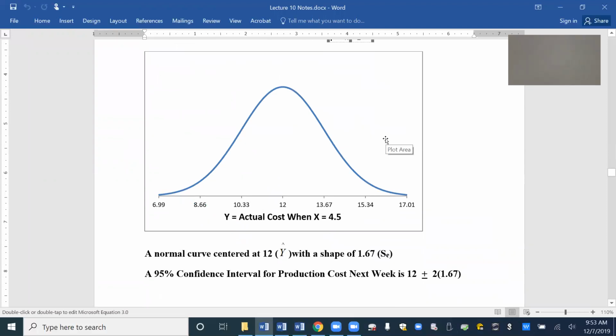Okay, boss. Okay, here. After this, I want my review. Okay, I predict we need $12,000 to run the business. I'm 68% sure it's between $10,330 and $13,670. Oh, I did 90. Plus or minus 1.67. Yeah. And if I walk 2 of those, I'm 95% sure we need between $8,660 and $15,340. Now give me my raise.